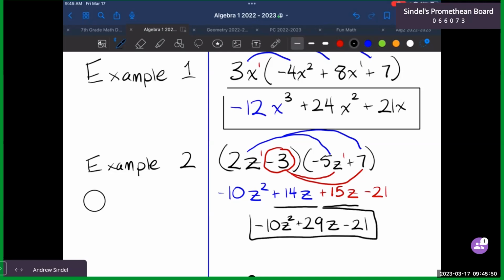We at least did problems like this. I don't know about the very advanced ones. Ready for the advanced ones? Yes, you are.